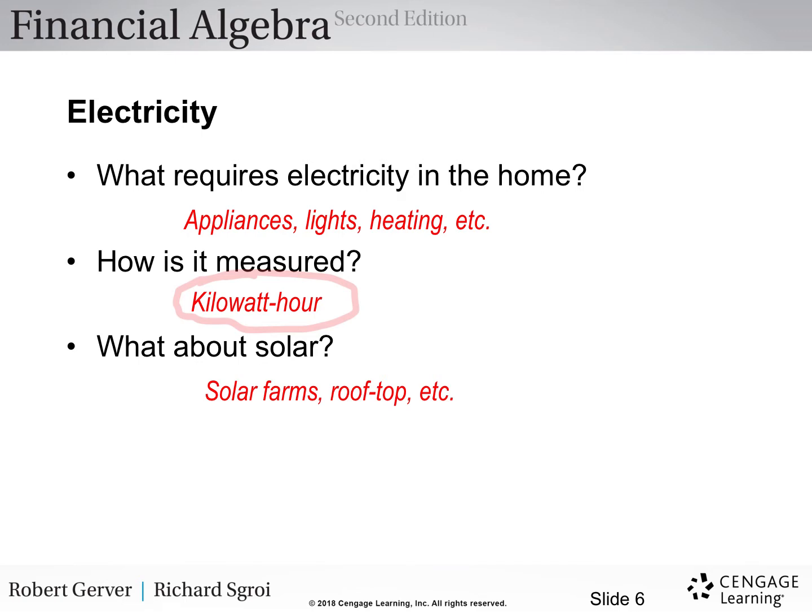And then what about solar? Well, there's various ways of getting solar energy. There's solar farms, which you can often see in different locations. There's also rooftop solar, where you can put solar on the roof of your home, or actually, in the case of Worcester Academy, it's on the roof of some of the buildings here.